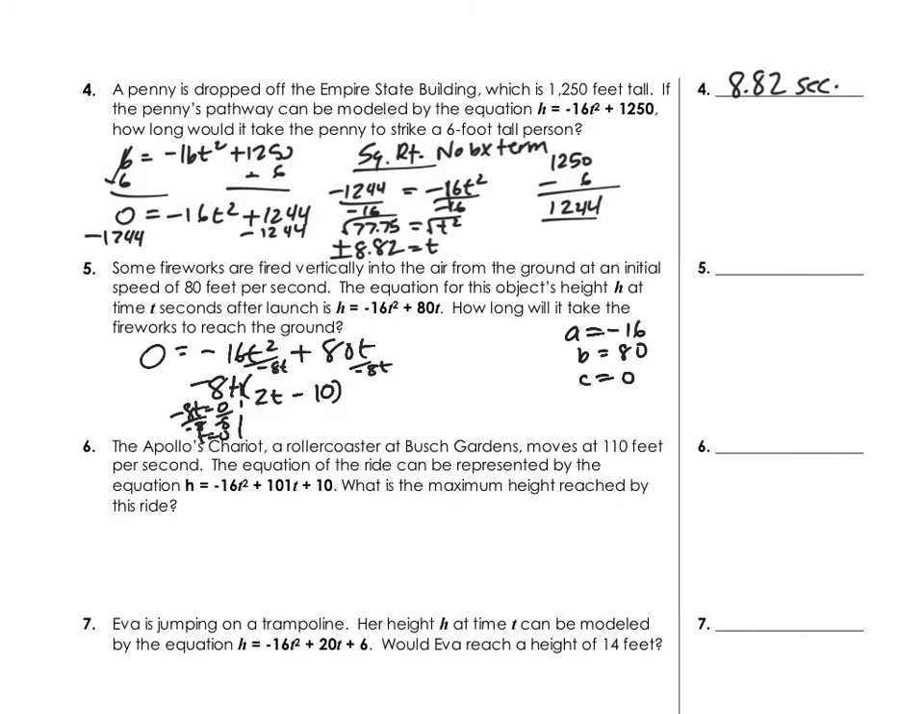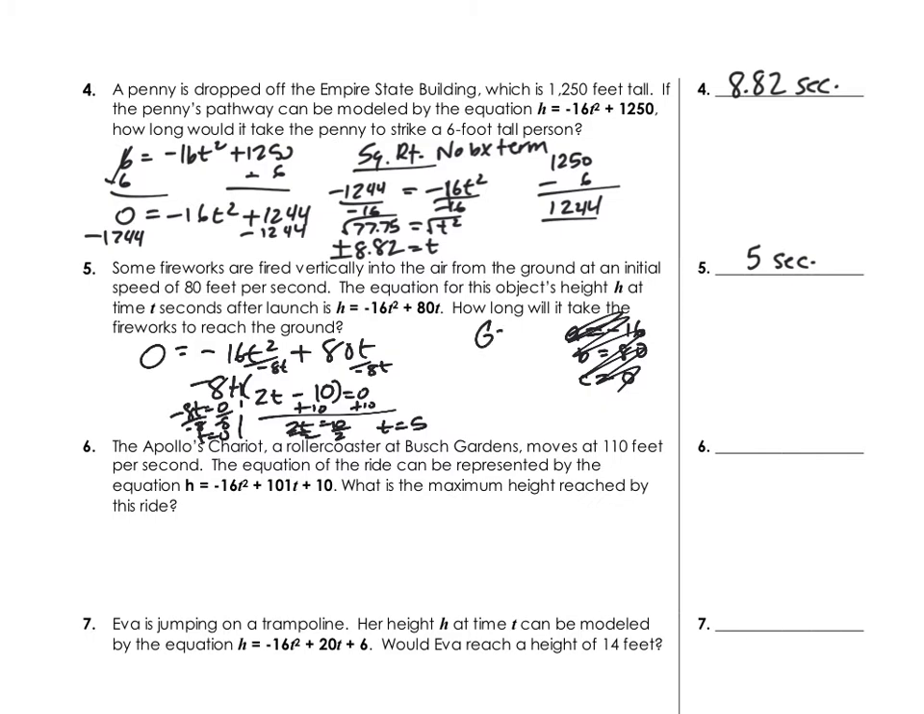Obviously, because whenever something's launched, it's launched from 0. It's launched from the origin. And then 2t minus 10 equals 0. Add 10 to both sides. 2t equals 10, divided by 2, and t equals 5. So it took 5 seconds. Ended up not even needing this.